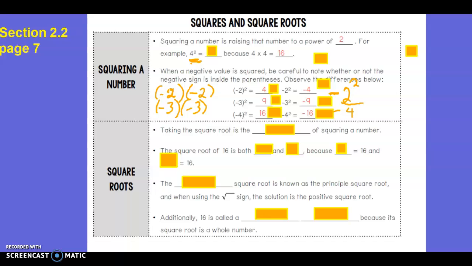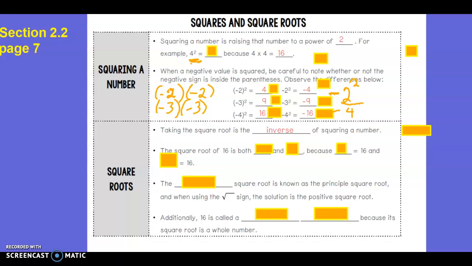Okay. Now what we're going to do is go the opposite, or the inverse, direction, and look at taking the square root. If squaring a number means taking a number and multiplying it by itself, then taking the square root is the inverse, or opposite, of squaring the number. So we want to go backwards, and if I ask you what's the square root of 16, I want to figure out what number times itself gave me 16. Again, square root is the inverse or opposite of squaring.